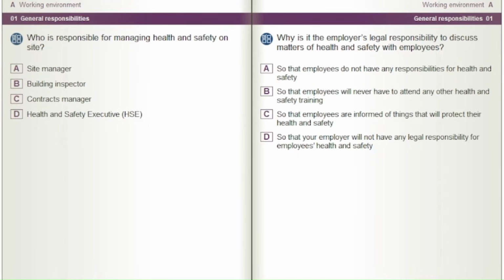Why is it the employer's legal responsibility to discuss matters of health and safety with employees? So that employees do not have any responsibilities for health and safety. So that employees will never have to attend any other health and safety training. So that employees are informed of things that will protect their health and safety. So that your employer will not have any legal responsibility for employees' health and safety.